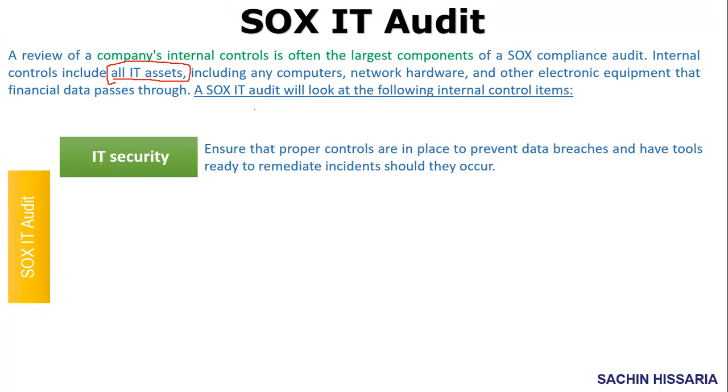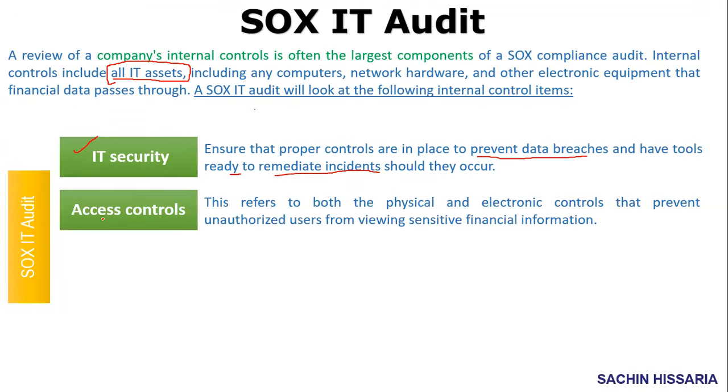Domain one is IT security. Here we will be checking whether necessary controls are put in place to prevent data breaches and whether tools are implemented to remediate incidents. So basically here we will verify the security related controls like DLP is there, firewall is there, antivirus is there, and other endpoint security controls. So this is the first domain.